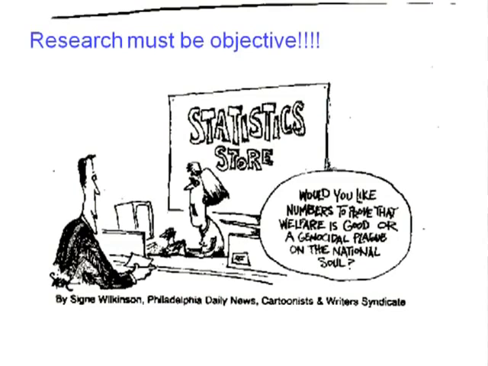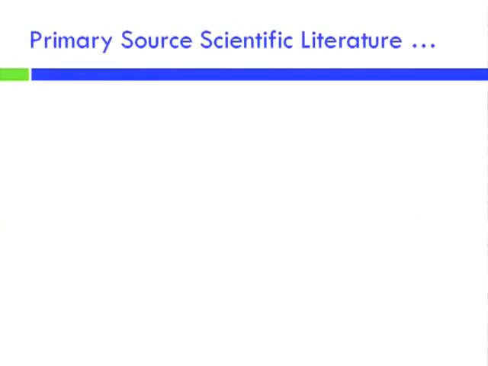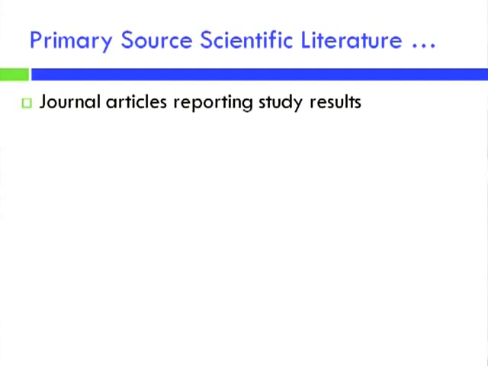Okay. Primary source scientific literature. This is what you're going to be relying on 100%. Primary source scientific literature are, generally speaking, journal articles reporting study results. Okay? And what I mean by that is it's exactly like what you're doing. Somebody went out, they had data, they did a literature review, they did their analyses, they evaluated it within the context of their literature review and what they found, and they wrote that up. They actually wrote up their data. Okay? And that is what you're going to be focusing on.